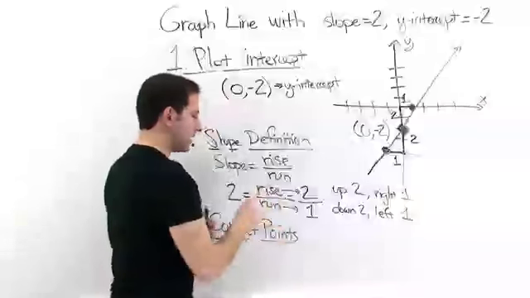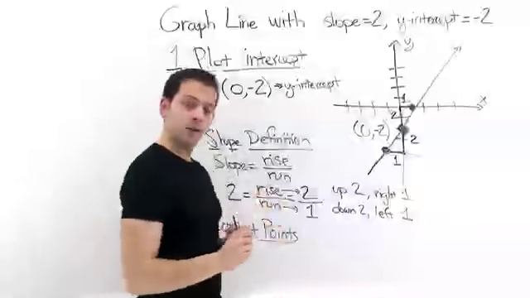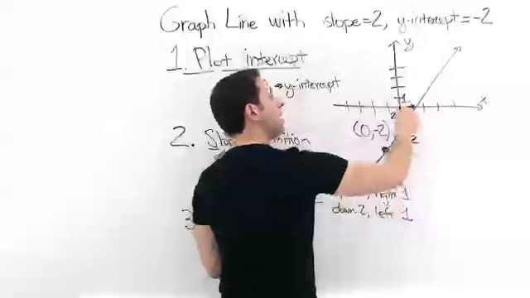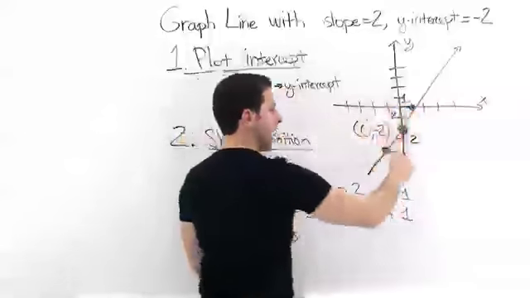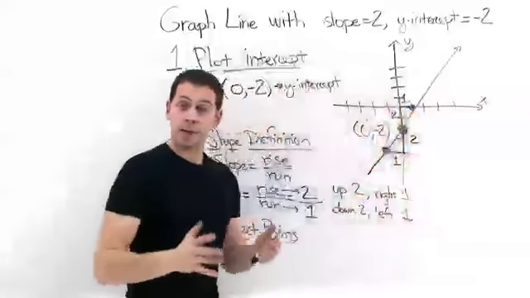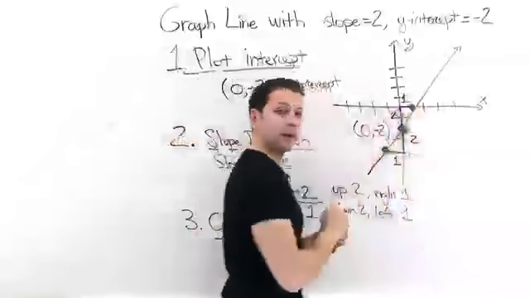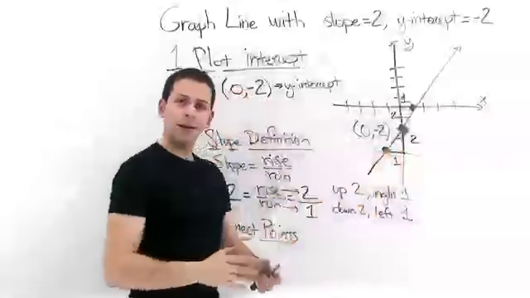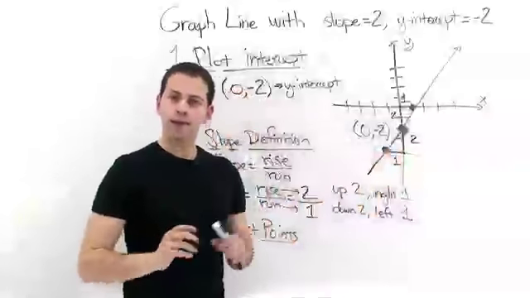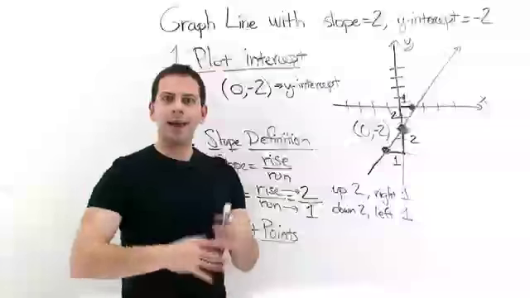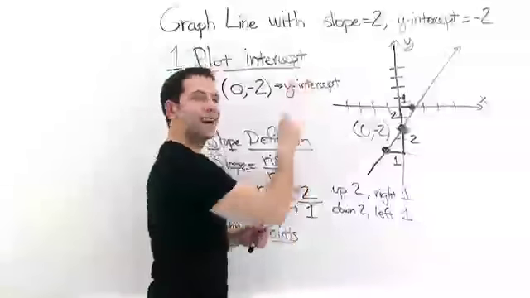Remember, if slope is negative, then you have to go up and to the left or down and to the right. If slope is a positive number, then we do what we did here. You go up and to the right or down and to the left. Just remember that basic strategy and you'll be able to generate any line you want given this kind of information.